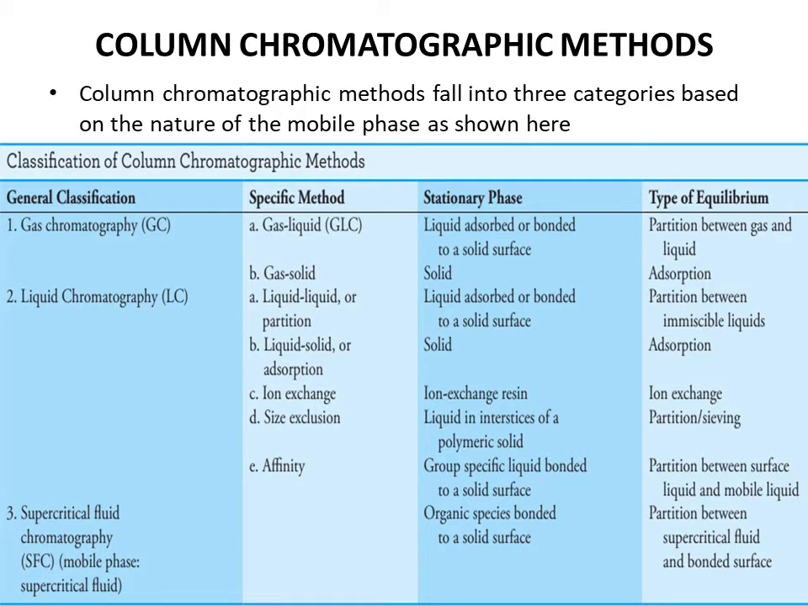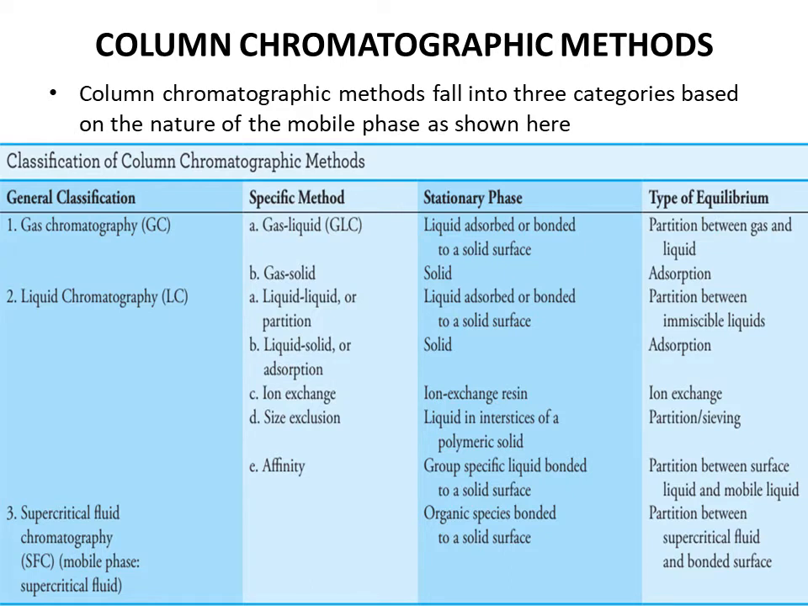Then the second type, in which the stationary phase is solid, is called liquid-solid or adsorption chromatography, and the equilibrium is adsorption there. Then the third type, in which the stationary phase is an ion exchange resin, is known as ion exchange chromatography. So the equilibrium type is again ion exchange.